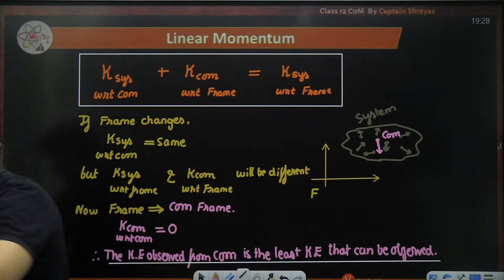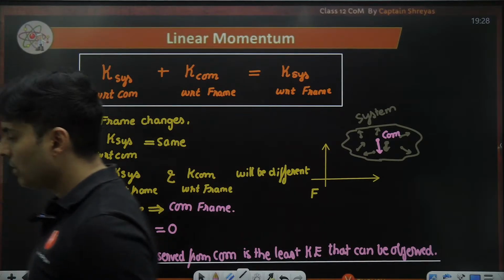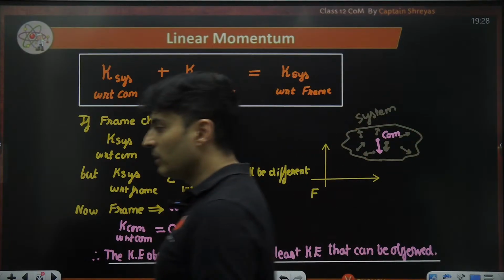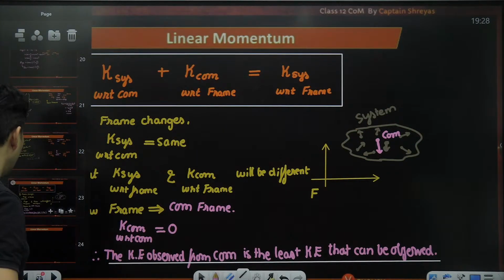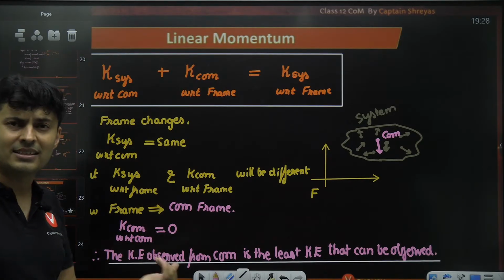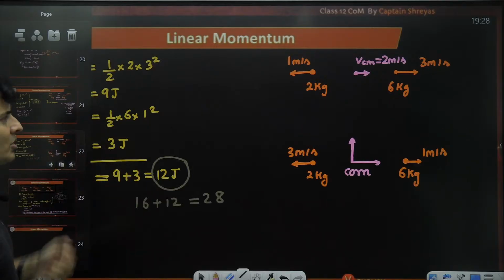Is that cool? Everyone, did you understand this concept? Very interesting property of center of mass. Many people will skip this, but there could be interesting questions like find where the kinetic energy is minimum, which frame has least kinetic energy, the least observable kinetic energy. So this is that kind of question.